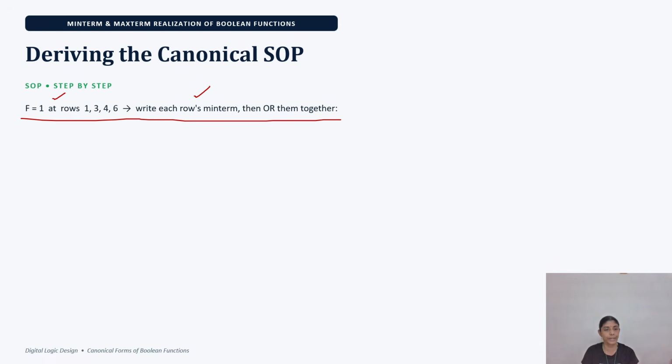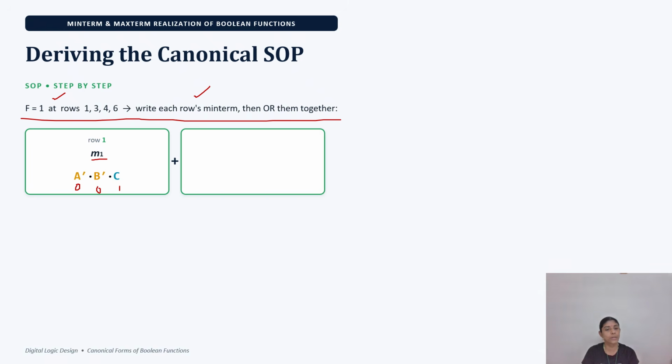So the first step you did. This is your second step. You have to write each row's minterm and then OR them together. Okay. What is row 1? 0, 0, 1. See here, it is row 1. That's why I have represented it as M1 because it is a minterm. This is 0, this is 0 and this is 1. What is a complemented form? Complemented form is 0 and uncomplemented form is 1. Whatever I have taught you in part 1 also. So 0, 0, 1.